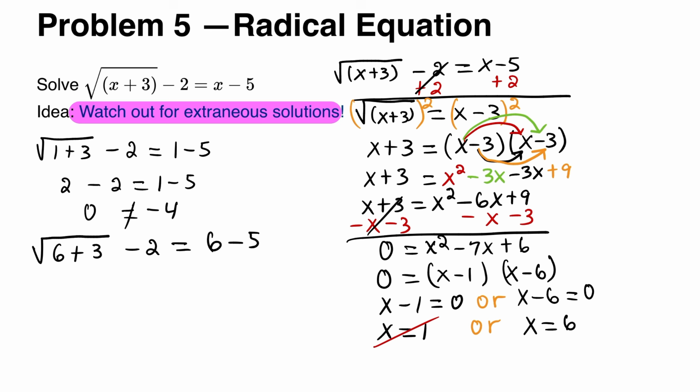6 plus 3 is 9. The square root of 9 is 3. Minus 2 equals 6 minus 5. 3 minus 2 is 1 equals 6 minus 5 is 1. So this works, which means that the solution is x equals 6. Great work here. Remember, whenever you square both sides of an equation, you must check for extraneous solutions.